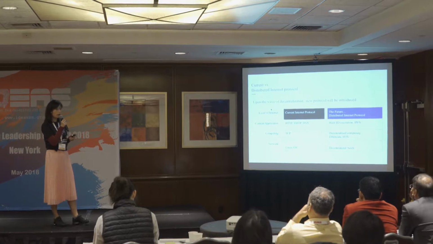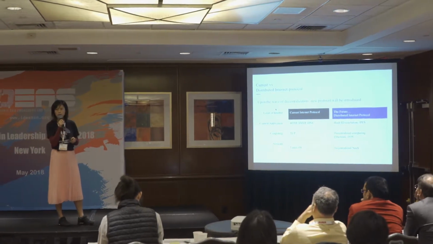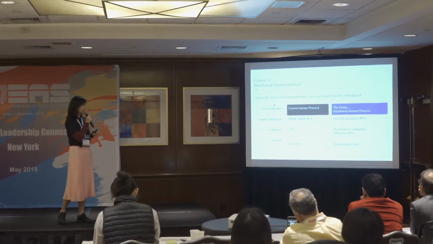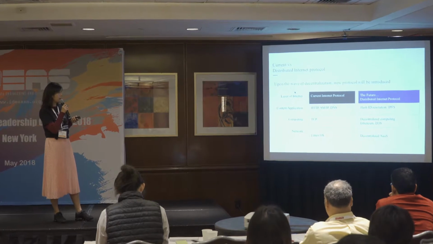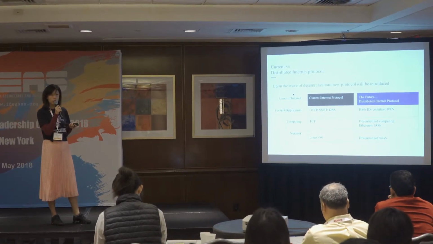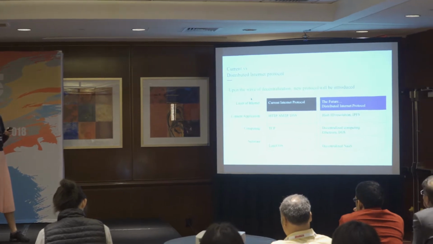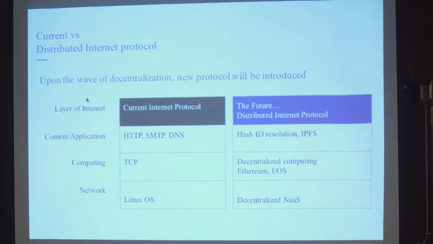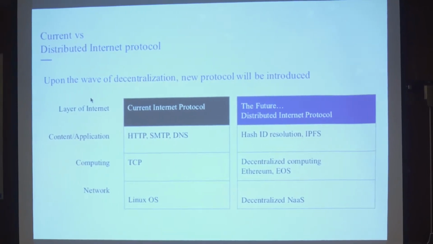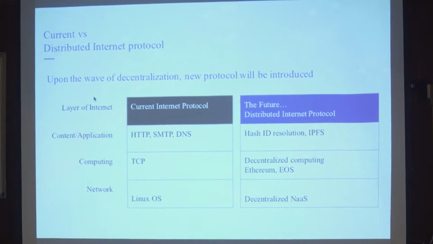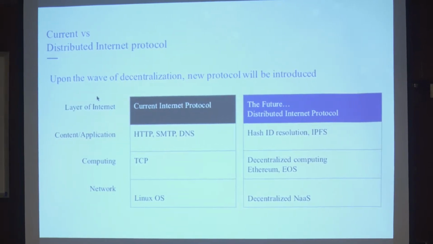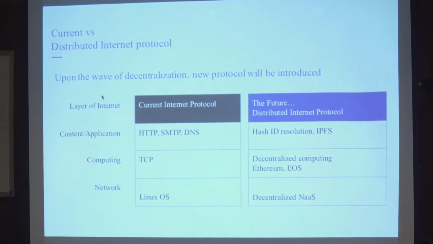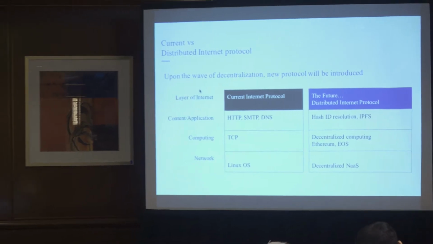Well, upon the wave of decentralization, a lot of new protocols are being introduced, new concepts to the internet, such as hash ID resolution. Today we use IP addresses to find the files that we want. But as proposed by IPFS, we're going to use a hash ID to find the content on the nearest server that stores that content. And decentralized computing is a very new concept as well, proposed by ETH.